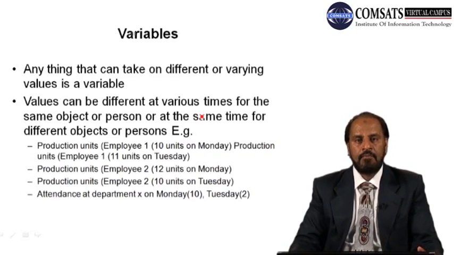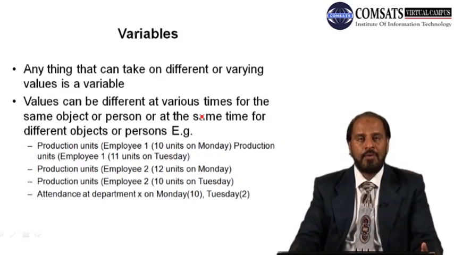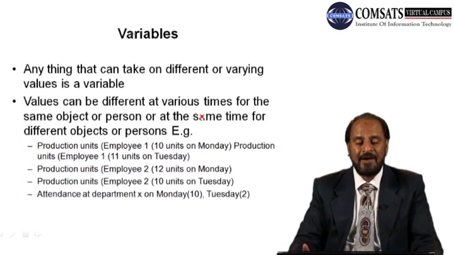Generally, when we say that there are two kinds of variables, you will find that there is your independent variable and there is your dependent variable. But before we talk about what is an independent variable or a dependent variable, let's look at what is a variable. We say that a variable is anything that can take on different or varying values.